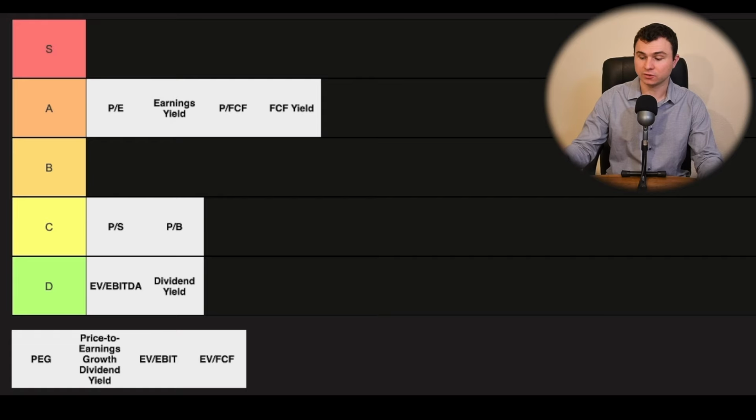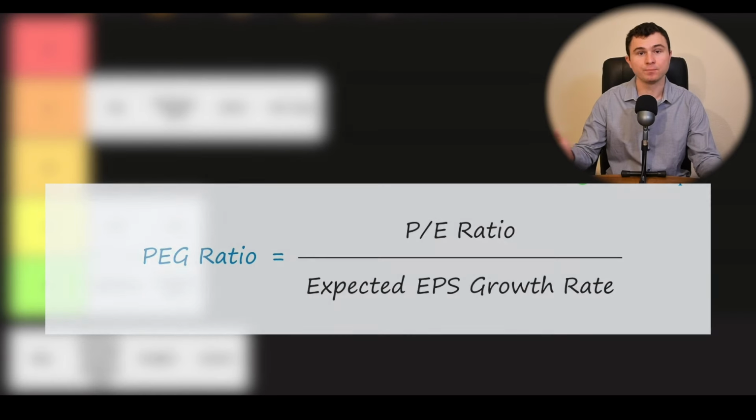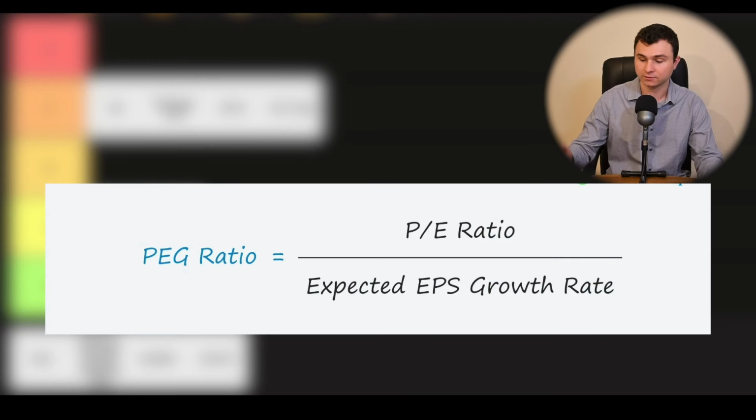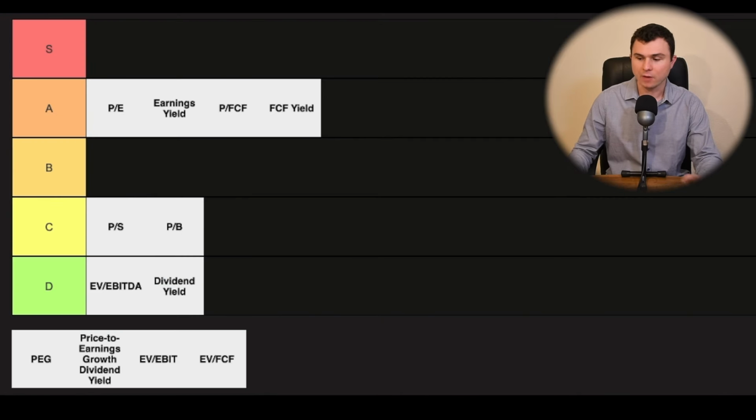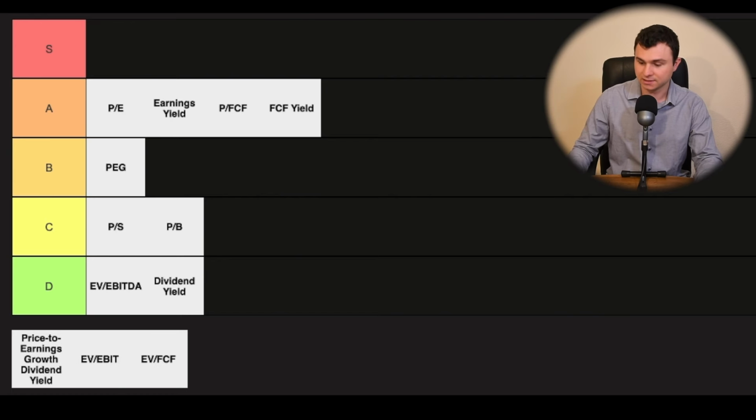The next ratio is the PEG. So you take the PE ratio and you take into account the growth rates of earnings, future earnings. I will not put it in the A category because that's too many assumptions for me. And I prefer to use a simple PE ratio to see if a stock is undervalued or not. I don't want to use too many metrics for my valuation method. So that's why it's in the B tier.